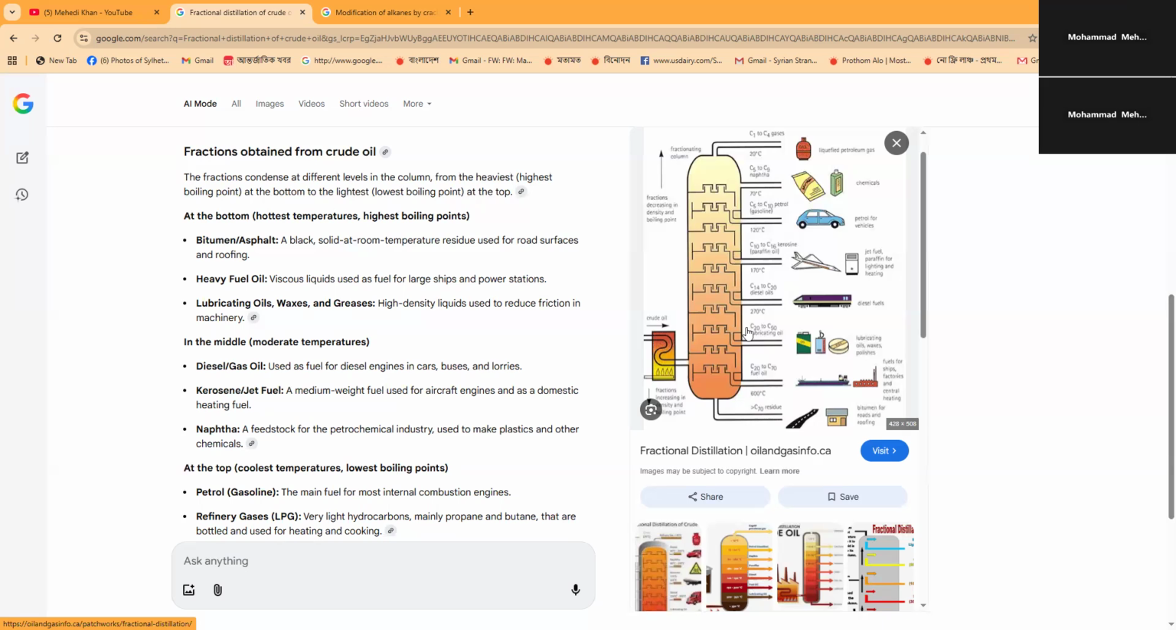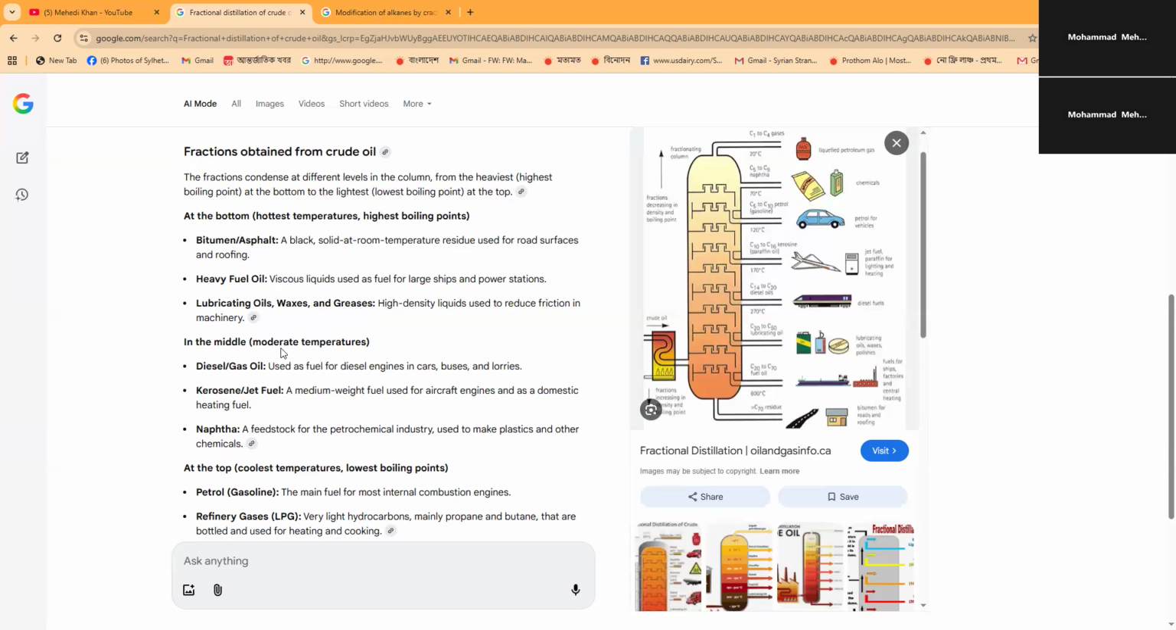And then lubricating oil. You can see these are also lubricating oils, with carbon number from 22 to 50. Mobile oils like these types of lubricating oil, wax and greases are high-density liquids. So these things are known as the bottom fractions, with the highest temperature and highest boiling point.